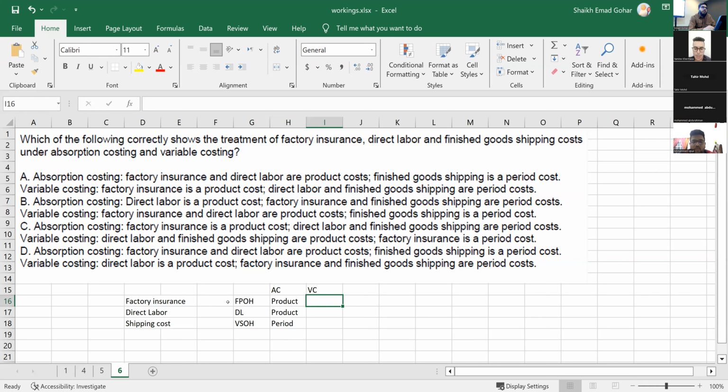What about variable costing? In variable costing, factory insurance is a period cost, and direct labor is a product cost. What about selling? Period cost. So now you can easily find the correct option. D is the answer, right? Option number D is the answer.